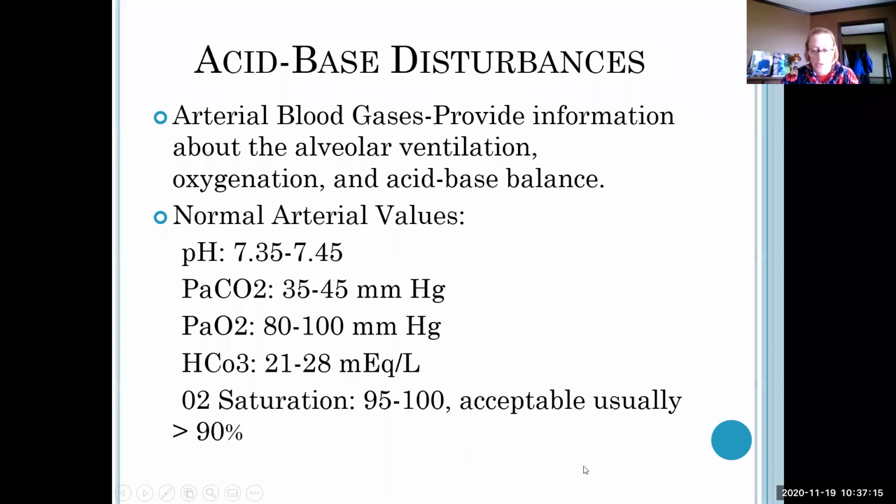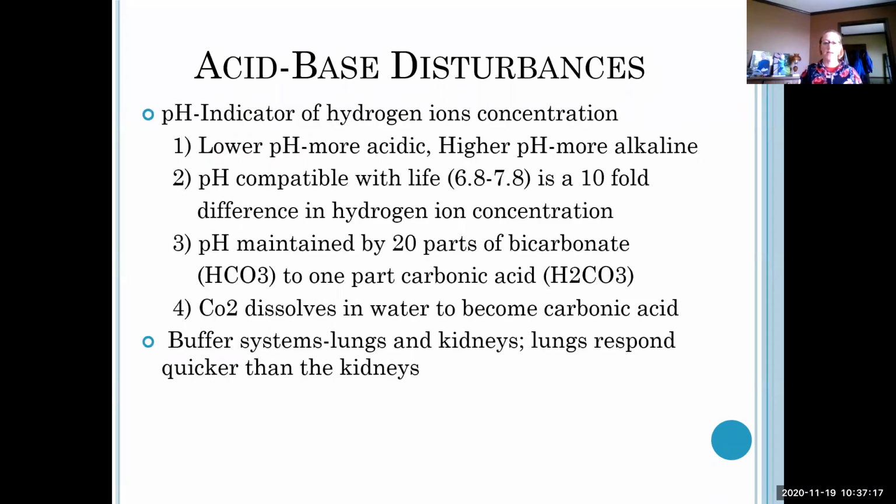Our pH is our indicator of our hydrogen ions. That's what pH stands for, parts of hydrogen. The lower the pH, the more acidic; the higher, the more alkaline. A pH compatible with life is anywhere from 6.8 to 7.8. Again, you don't need to know all the tenfold stuff, but CO2 dissolves in water to become carbonic acid, and our lungs and our kidneys are our primary buffering systems.